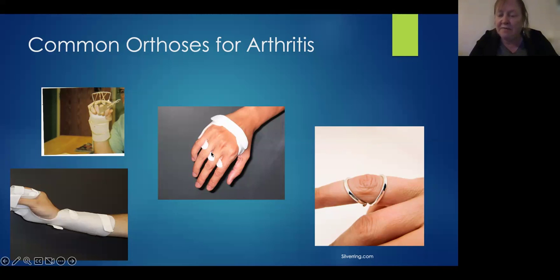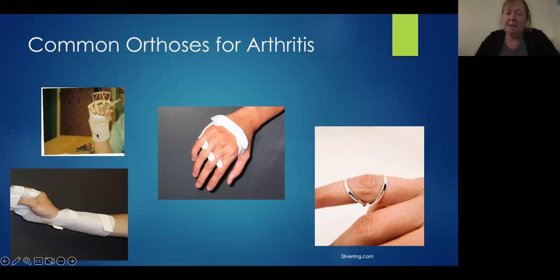There are many different types of anti-ulnar drift splints that you can make, and that are also available commercially. And then I have a picture here too of a silver ring. I personally absolutely love these for people who have boutonniere and swan neck deformities. I have found them to be very, very effective, and people don't mind wearing them because they look nice and they do the trick.